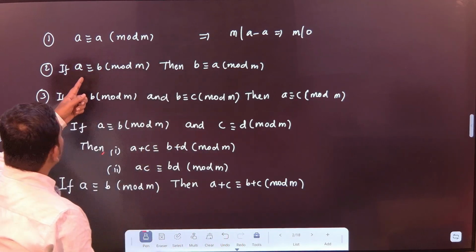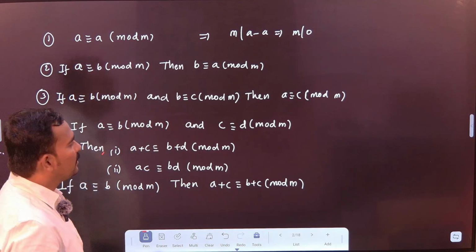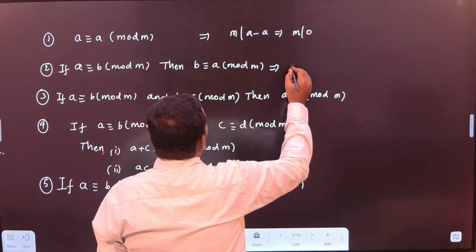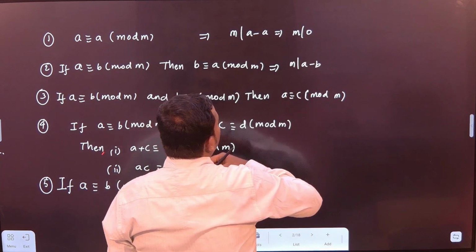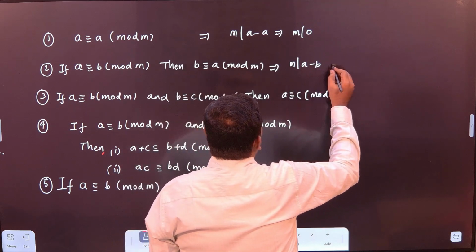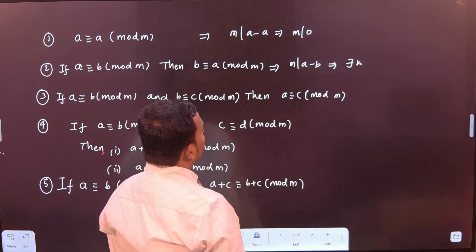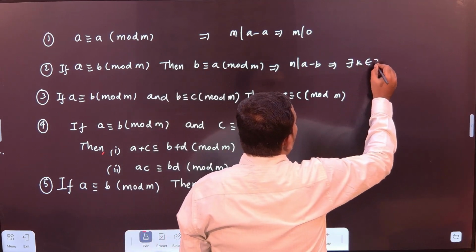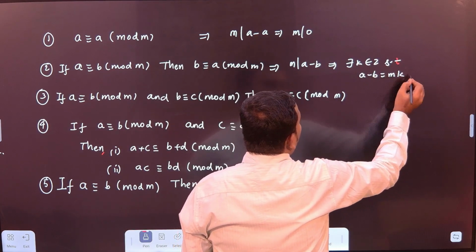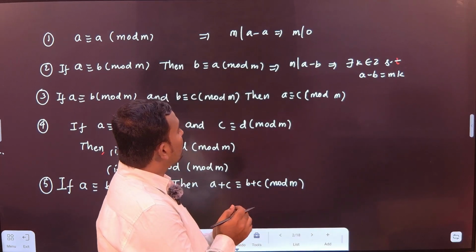Understand? Next, you can see: A congruent to B modulo m implies B congruent to A modulo m. How to prove this? Very simple. A congruent to B modulo m means what? M divides A minus B, right? This implies there exists K belonging to the integers such that A minus B is equal to m times K. Clear? But you have to say that B is congruent to A modulo m.